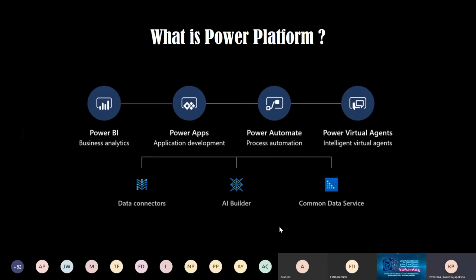So what is Microsoft Power Platform? Power Platform is basically Power BI, Power Apps, Power Virtual Agent, and Power Automate. These are the four components if you look at the image. There are some other components as well: data connectors, AI Builder, and Common Data Service. Power Platform is a single low-code development platform for Microsoft Office 365 and Dynamics 365, Azure, and your standalone business applications.